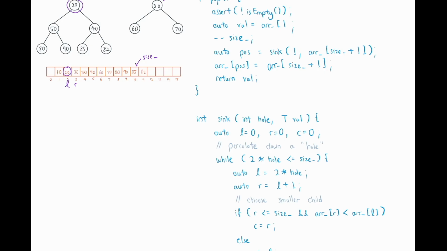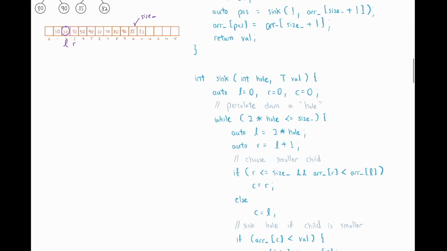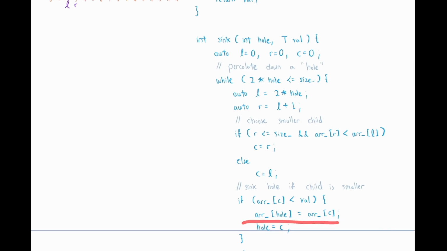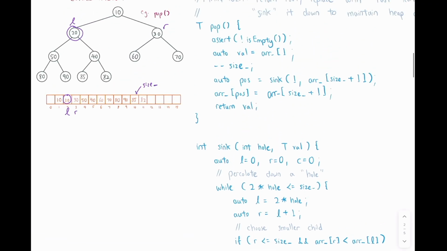That's one loop completed. We actually sink the hole. You can see this is basically what we have done. I forgot to do this particular step. We shifted the hole's index down, but we forgot to shift the value upwards. Remember that we shift the hole down, that means the value needs to go up.